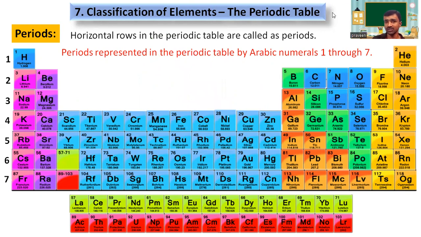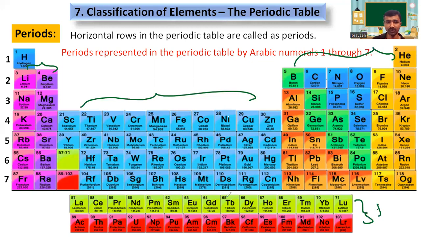Here the blockwise classification is there. These belong to S block. This belongs to D block. This belongs to P block. These are F block. So S, P, D, F. So this is a simple outline map of the blocks in the periodic table.